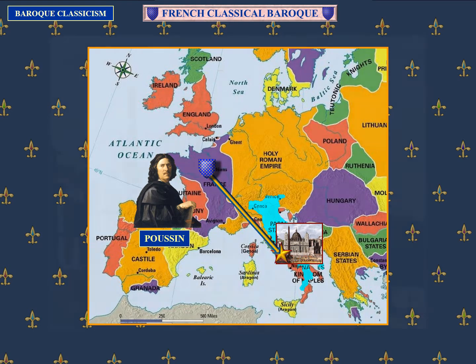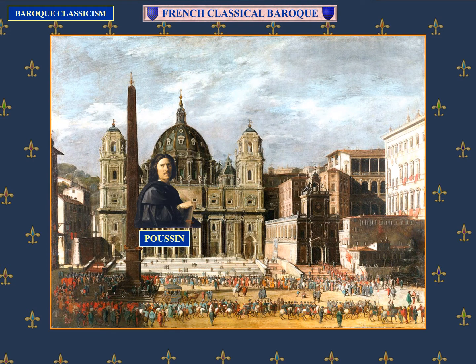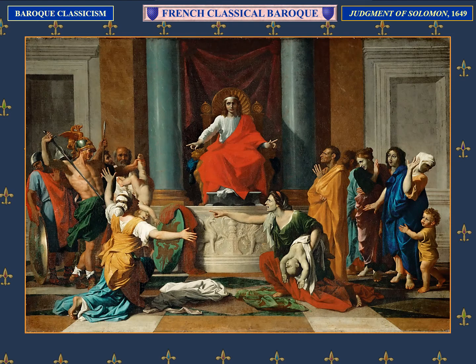And there, in Rome, he stayed most of his career. He occasionally went back to his native France, but predominantly worked in Rome and sent his canvases back to French clients. Here is a wonderful example of Poussin's brand of Baroque classicism. The title is Judgment of Solomon, done about mid-century, 1649.